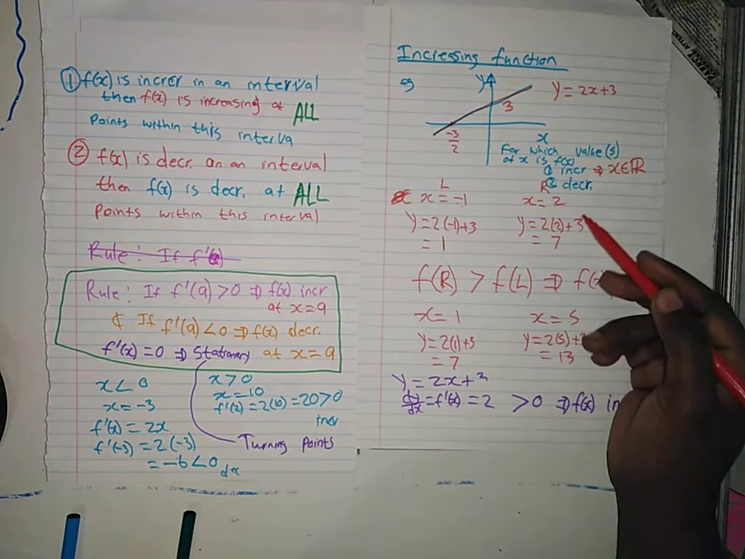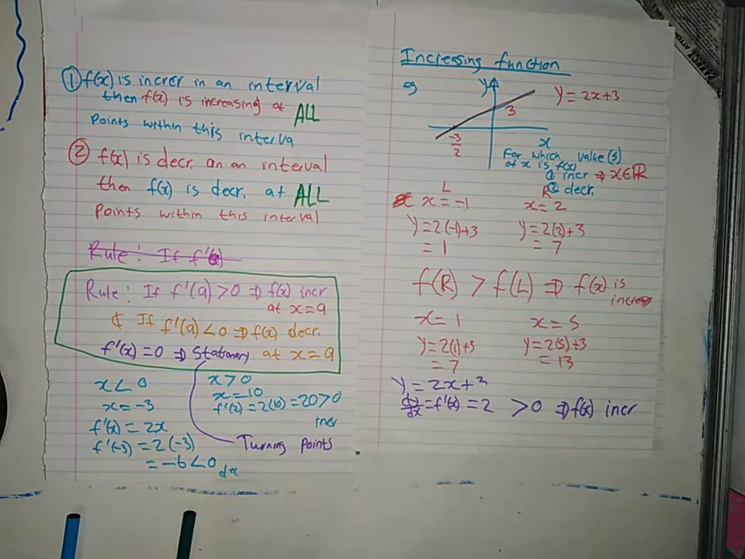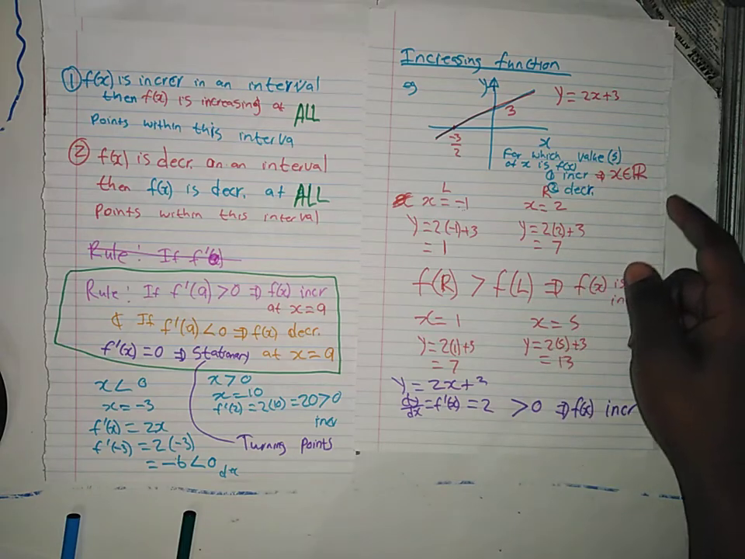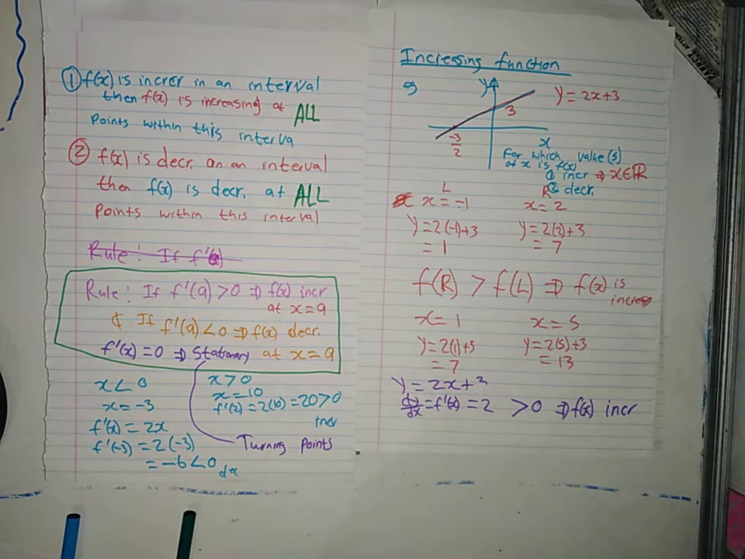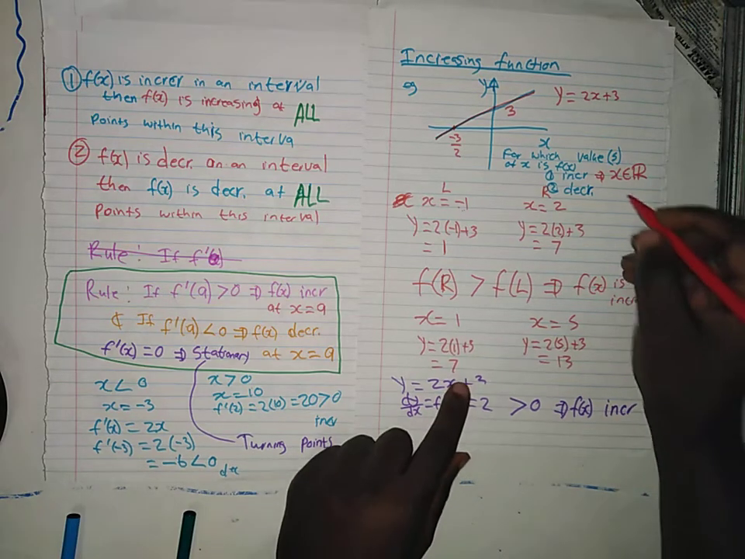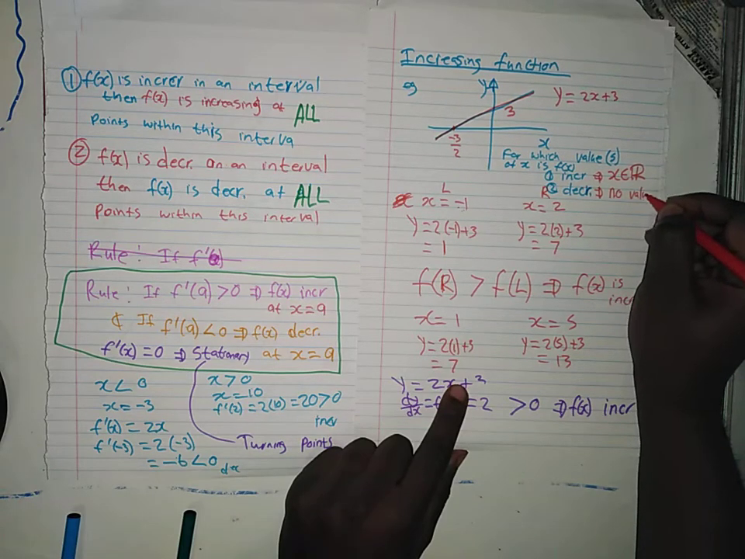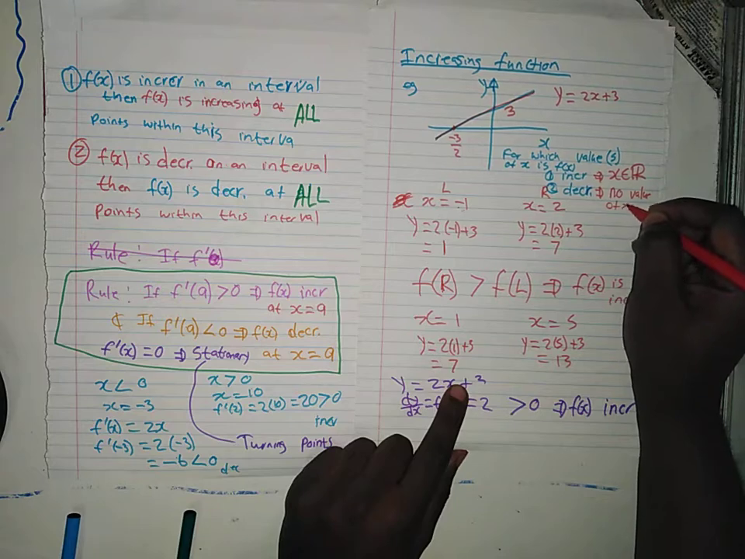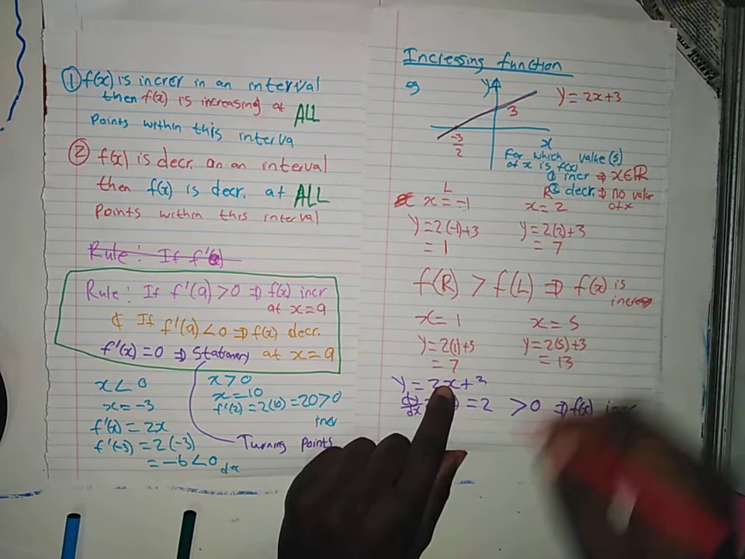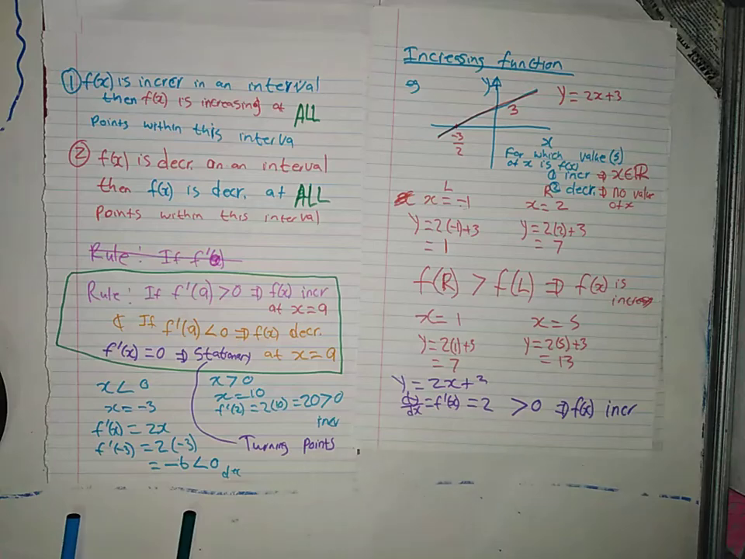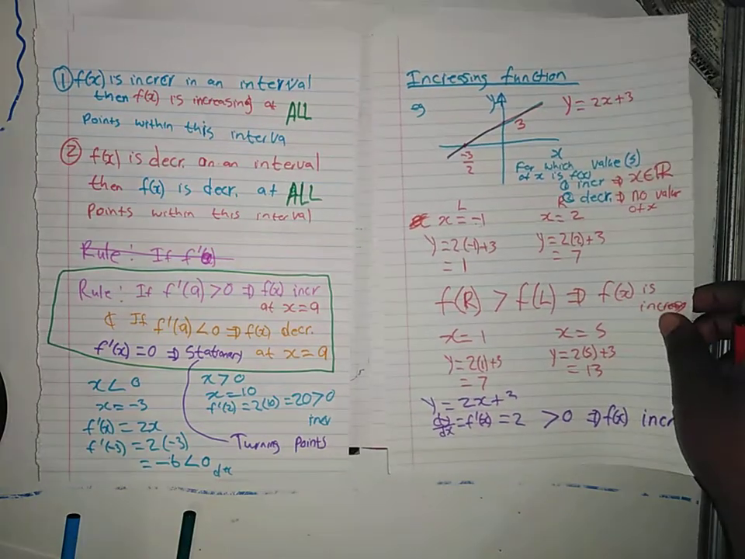Okay, so for which values of x is f at x decreasing? Because it's increasing everywhere, there is no value of x for which this is decreasing. So what are you going to say? You're going to say exactly that: no value of x. Or you can just write it in a full sentence. I prefer you write it in a full sentence, that there is no value of x for which f at x is decreasing. But increasing, there is.